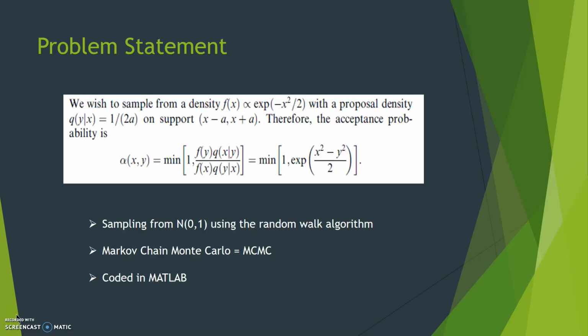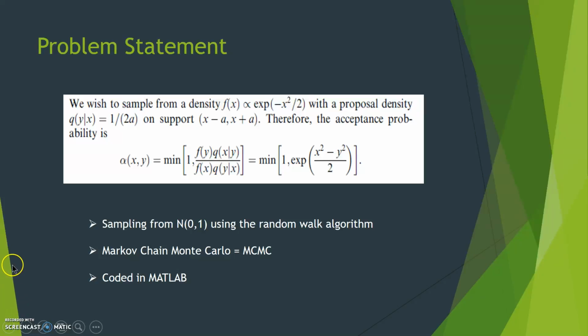Okay, so our problem statement basically wants us to sample from a density f(x) proportional to the exponent of negative x squared over 2, with the proposal density q(y|x) equal to 1 over 2a on support (x minus a, x plus a). And we have our acceptance probability down there, which is the min of 1 comma the exponent of (x squared minus y squared) over 2.